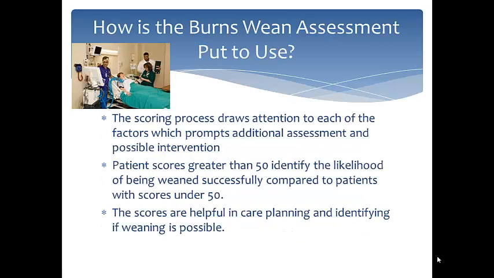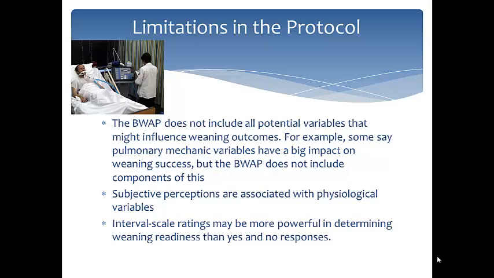How is the Burns Wean Assessment put into use? The scoring process draws attention to each of the factors, which prompts additional assessment and possible intervention in an attempt to address the factors that are preventing weaning. Patients with scores greater than 50 have a greater likelihood of being weaned successfully compared to patients with scores under 50. The scores are helpful in care planning and to identify if weaning is possible.